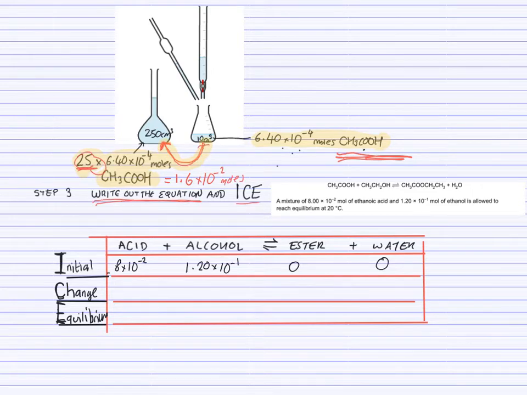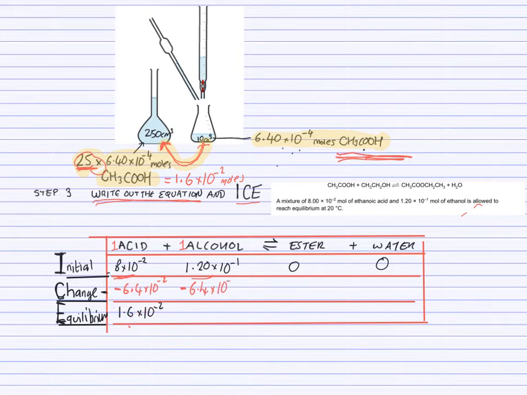So now write out the equation again, and then we're going to use something called ICE. ICE is initial, change, equilibrium. So here are initial amounts from the exam question. Here we were given the initial amounts, so they have gone into the initial amounts. We had no ester, no water. The equilibrium amount of acid we've just worked out. And therefore the change is the difference between the initial and equilibrium.